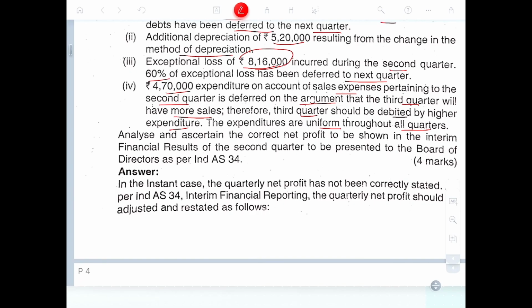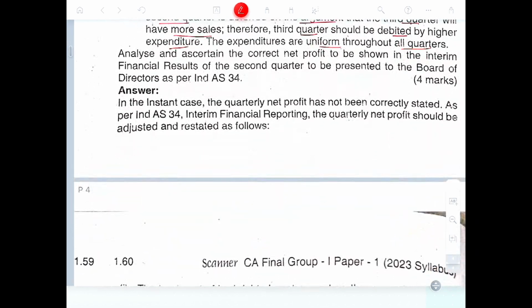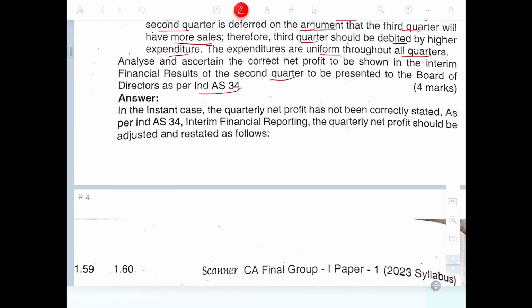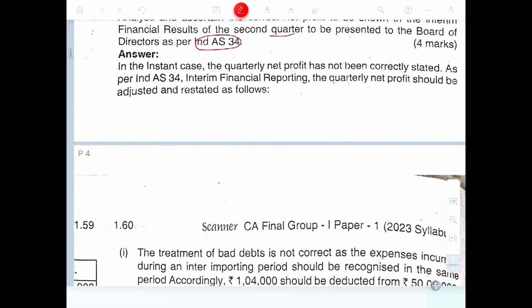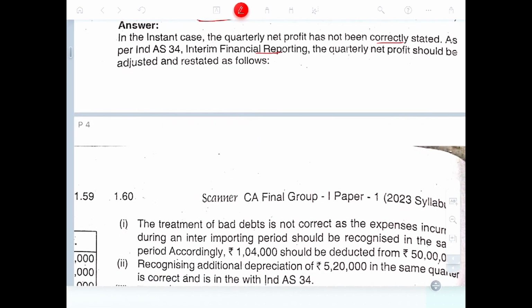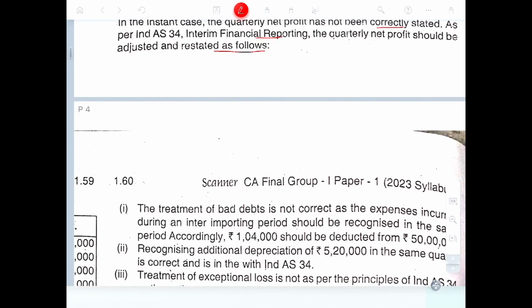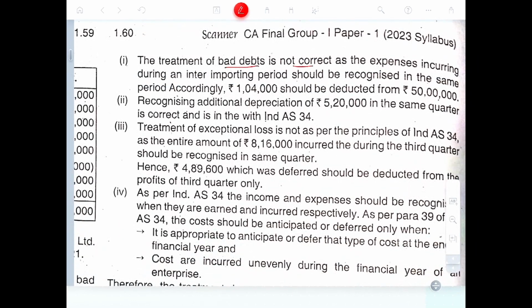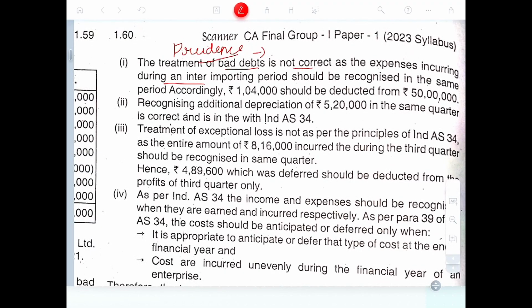Then that's correct. Ascertain the correct net profit as shown in the interim financial result for the second quarter to be presented to the board of directors under Ind AS 34. In this instance, the quarterly net profit has not been correctly stated. As per Ind AS 34 on interim financial reporting, the quarterly net profit should be adjusted. The treatment of bad debt is not correct, as the expenses incurred during this interim reporting follow the accrual concept and prudence concept. When the expenses happen, we should recognize them in the same reporting period, as in the actual period.